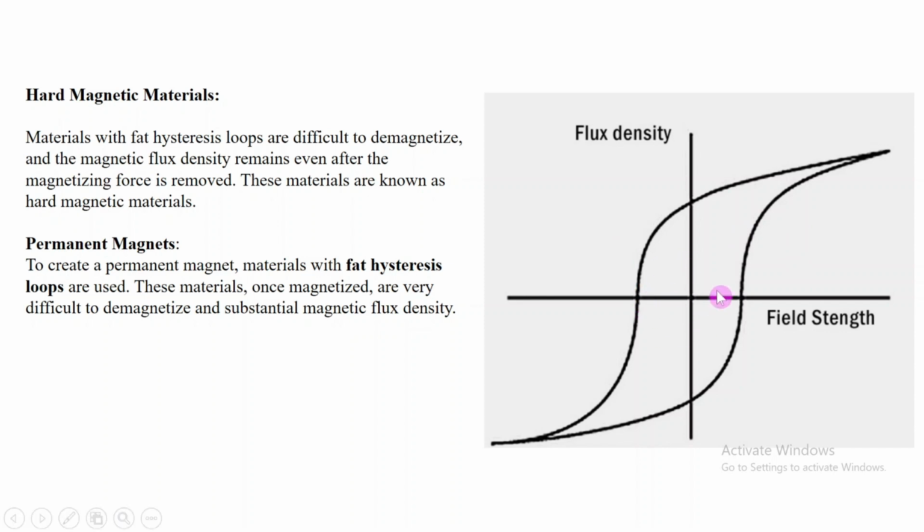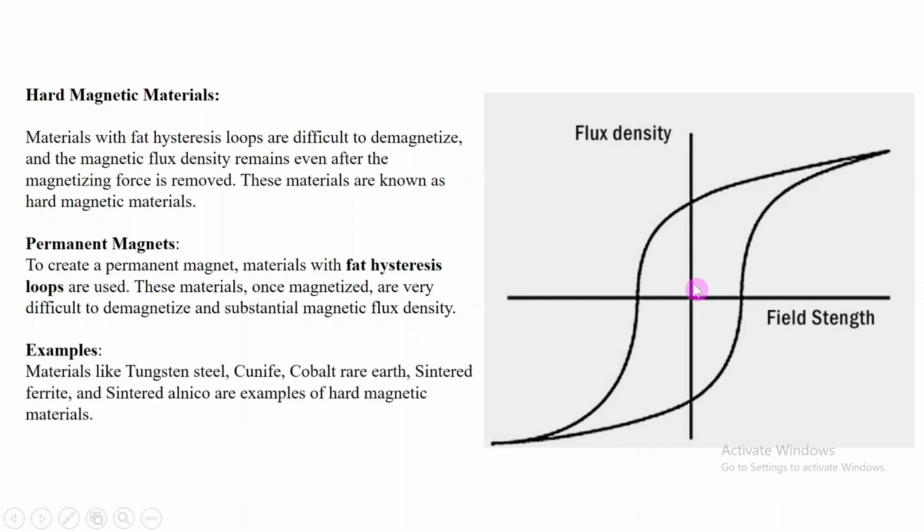Once these materials are magnetized, they are very difficult to demagnetize. They retain a substantial magnetic flux density, so their retentivity is more. Examples of this include tungsten, steel, and so on. A bar magnet is an example of a hard magnetic material.